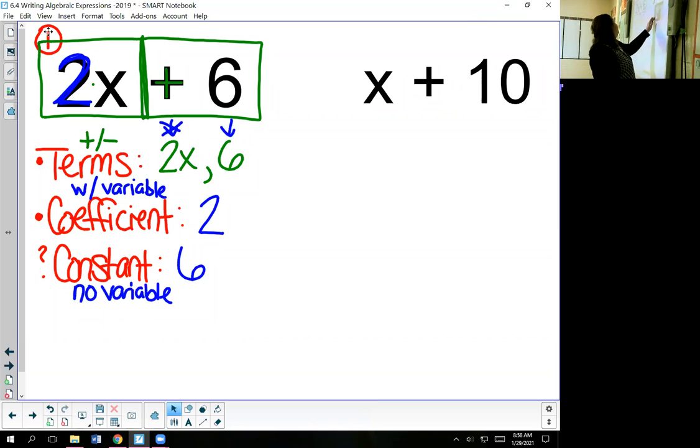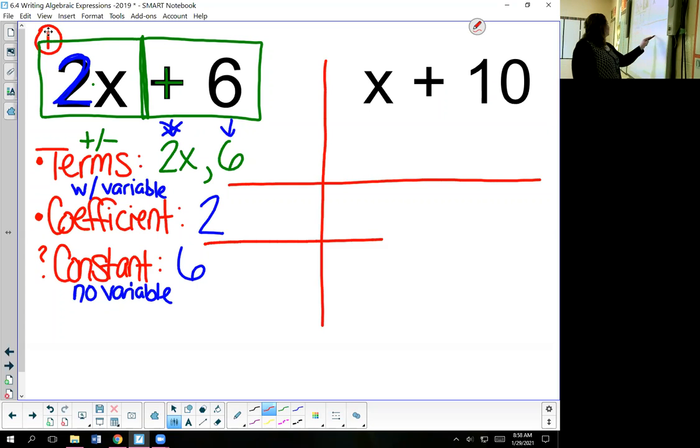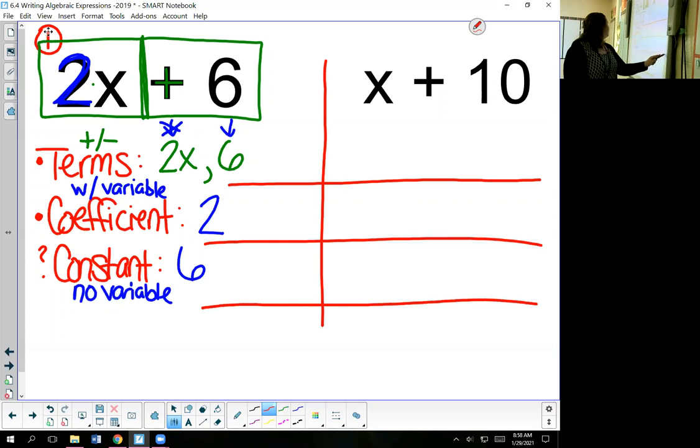Okay, let's look at another one. Like I said, I'm starting out easy. Okay, so same thing again. If we were doing notes, I would just do this so I don't have to write it out twice. See how nice that is, a little chart here.